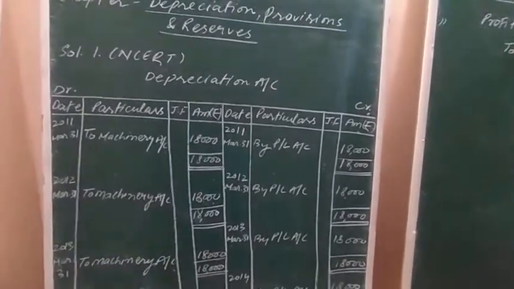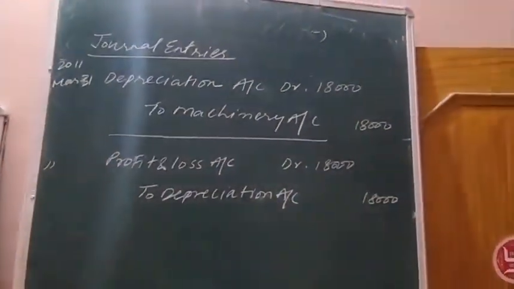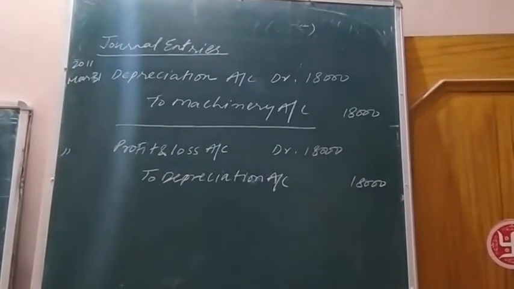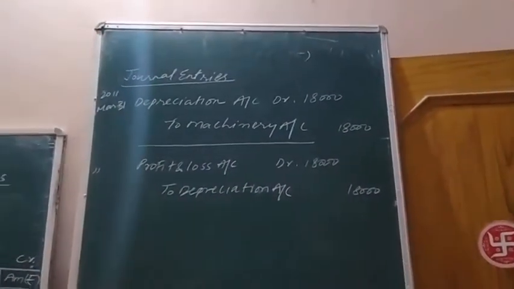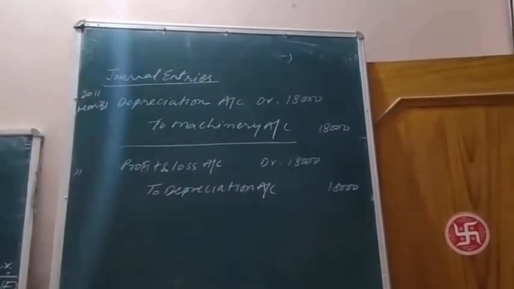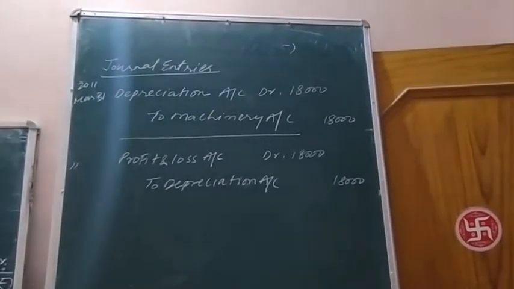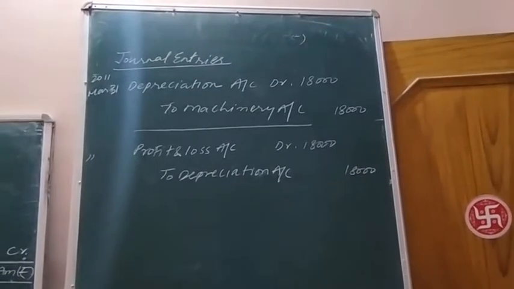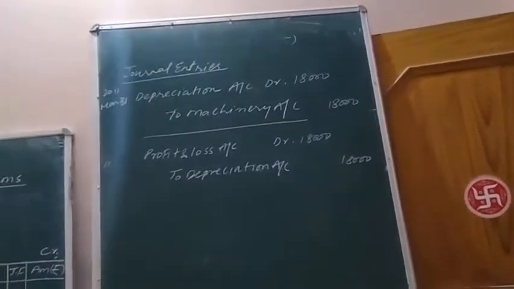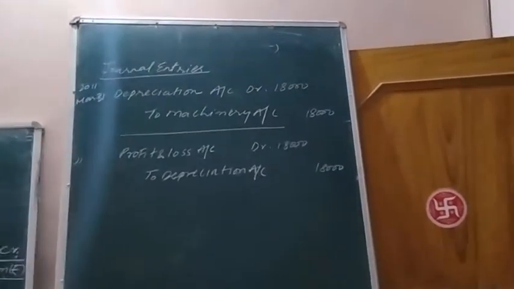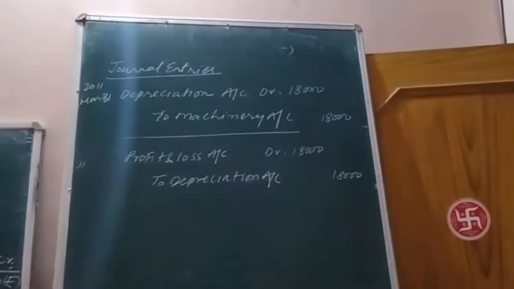Now, whenever depreciation is charged on the asset, the journal entry to be passed is depreciation account debit to asset, that is machine. Yesterday, in the previous online class session, I explained the method of calculating depreciation, and we calculated the depreciation amount as 18,000 rupees. Go through the previous video also. Depreciation is 18,000 rupees.